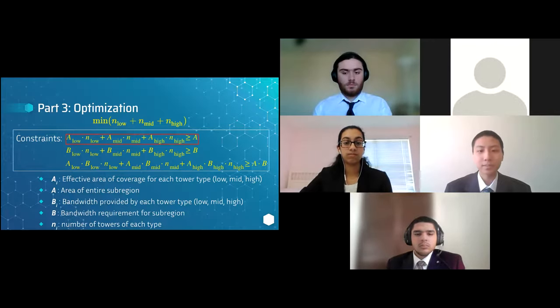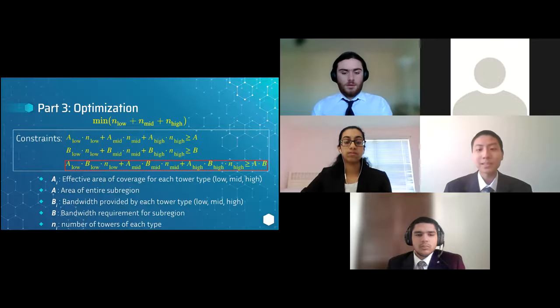Our second constraint follows a similar process where the total bandwidth provided by one tower, B_i, is multiplied by the amount of towers of that type. This is summed across the three cell tower types, resulting in a value that must be greater than or equal to the bandwidth requirement B of the subregion.